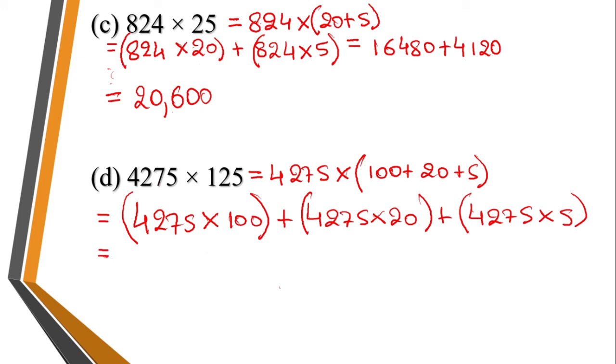Now first we will do 4275 into 100. Now first we will ignore the zeros and 4275 into 1 is 4275 and we will add the 2 zeros. Now here we will get our answer as 4,27,500 plus here we will multiply it with 20. So we should do 4275 multiplied by 20. Now multiplying it with 20 is very difficult. So we will ignore the 0 and add it at the last.